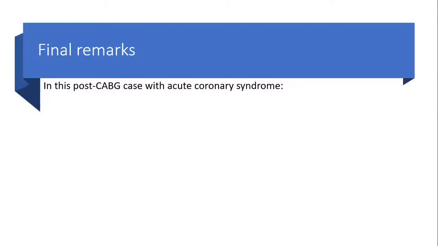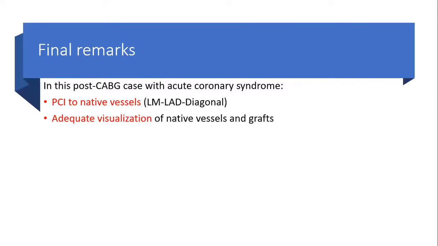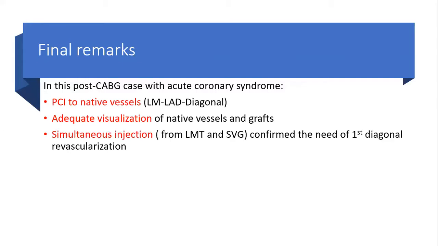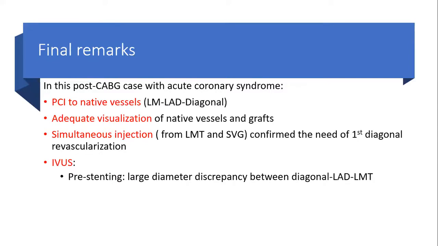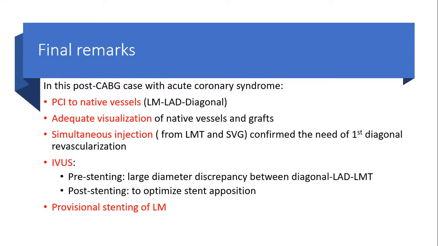So this is my final remark. This is a post-CABG case with acute coronary syndrome. We did a PCI to native vessels, the left main, LAD, and diagonal. Adequate visualization of the native vessels and the graft was crucial. We did a simultaneous injection from the left main and saphenous vein graft to confirm the need for first diagonal branch revascularization. IVUS was essential as a pre-stenting tool because of the large diameter discrepancy between the diagonal, LAD, and left main, and also for post-stenting to optimize stent apposition. And we decided to end this procedure as a provisional stenting to the left main. And thank you.